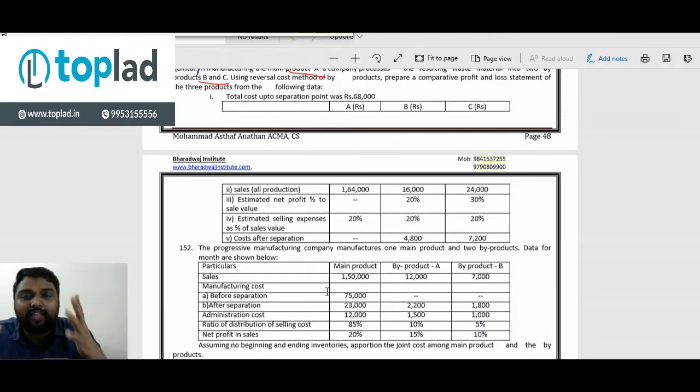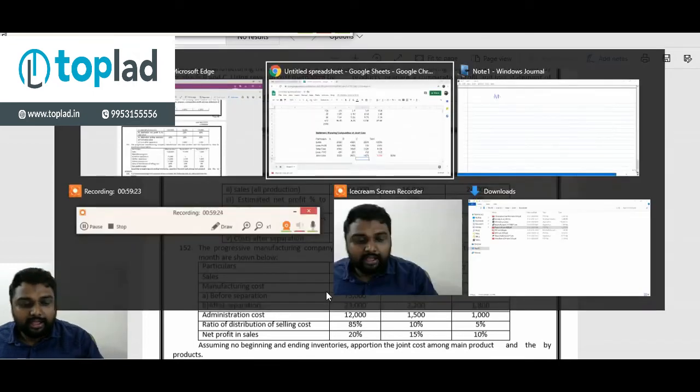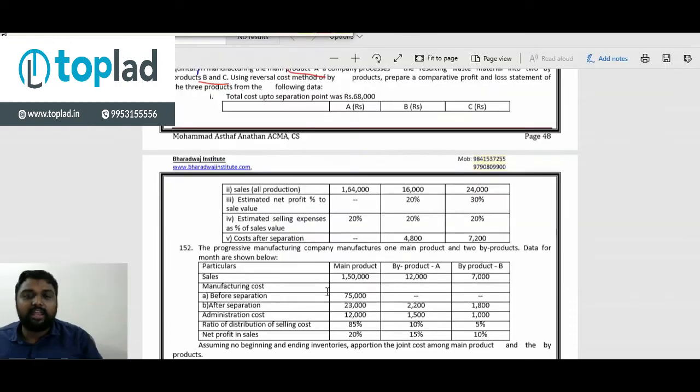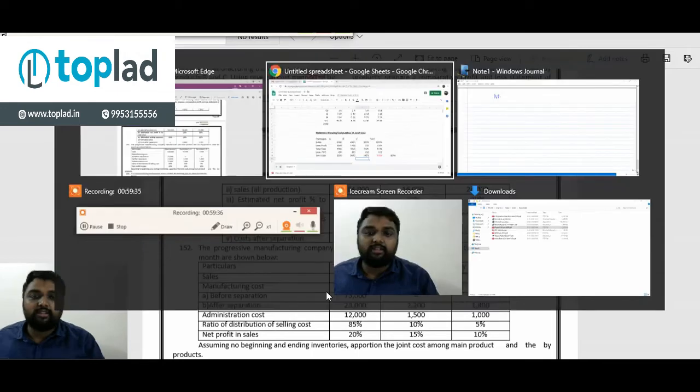For A, they haven't given it, so we don't need to bother. They have given it for B and C. Since they have given it for B and C, we find out B and C. The balancing figure is A. So they are asking us to find out the profit statement. If you want to do the profit statement, first we should know the cost details. So we are finding out the apportionment of cost.